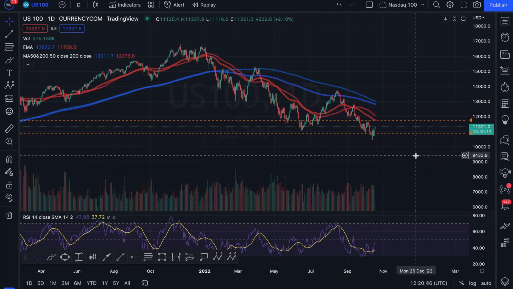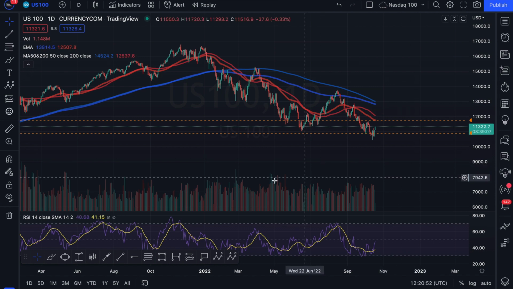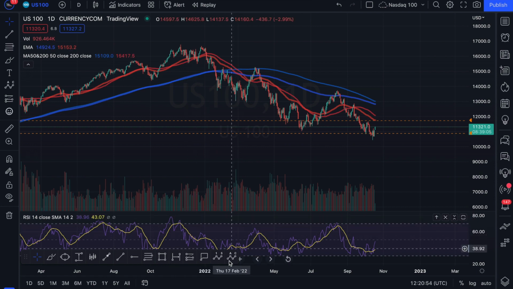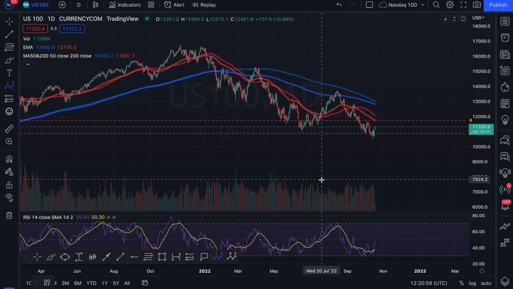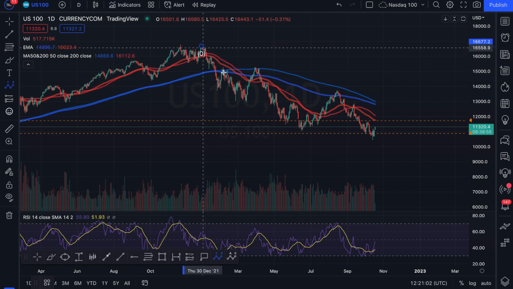Let's have a look at the Nasdaq100. Nasdaq100 currently up 2.10%. We're about an hour away now until the US markets officially open for the trading session. And I'm just going to basically map out how the Nasdaq100 has officially played out over the past 9 months and how I expect it to play out for the next 6 months.